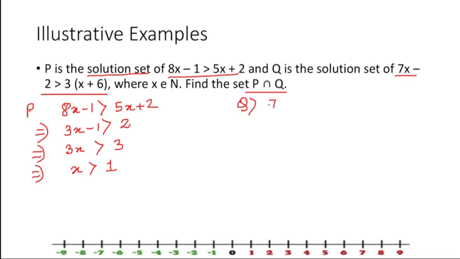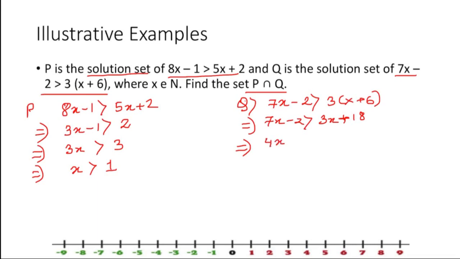Now let's find the solution set for Q. Q is given as 7x minus 2 is greater than 3 times x plus 6. First of all, let's simplify the right hand side. So 7x minus 2 greater than 3 times x is 3x, plus 6 times 3 is 18. Now, as we discussed, our objective is to get all like terms on one side. So to get all x on the left hand side, we add a negative 3x on both sides of this inequation. So 7x minus 3x is 4x minus 2, and negative 3x and positive 3x is 0, and on the right hand side only 18 remains.